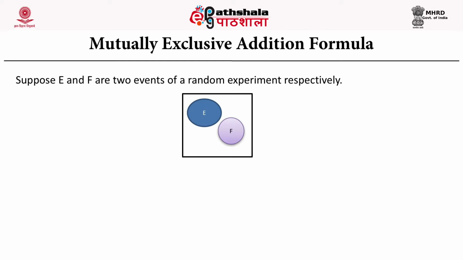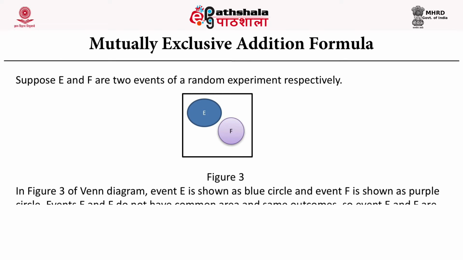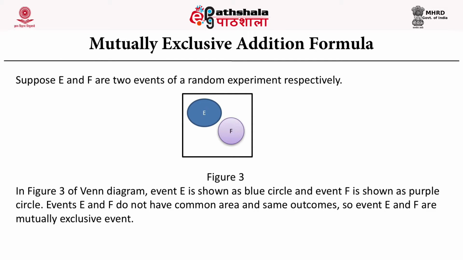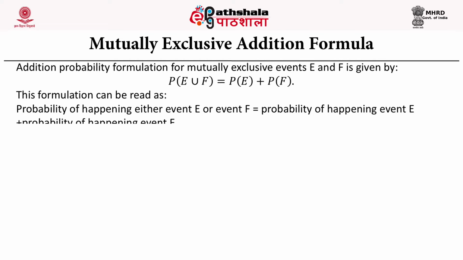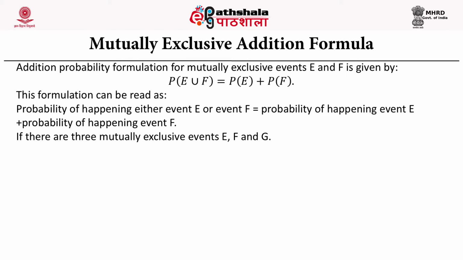Suppose E and F are two events of a random experiment respectively. From the Venn diagram, event E is shown as a blue circle and F is shown as a purple circle. Events E and F do not have common area and same outcomes. So events E and F are mutually exclusive events. Addition probability formula for mutually exclusive events E and F is given here as probability of E union F is equal to probability of E plus probability of F.